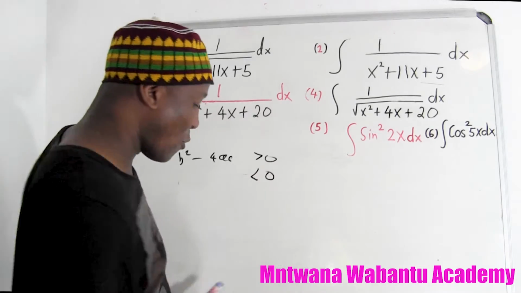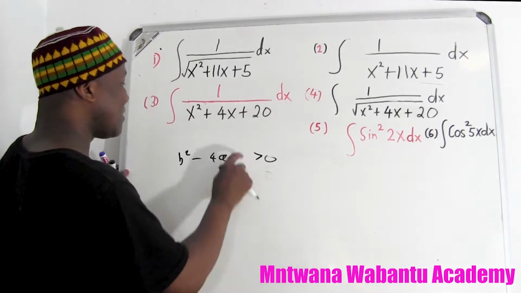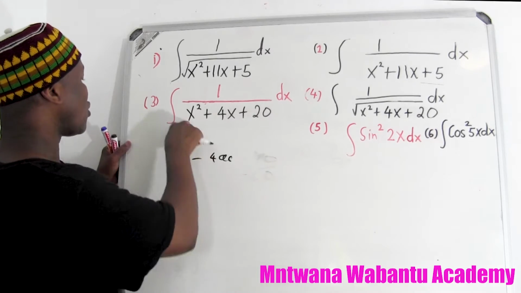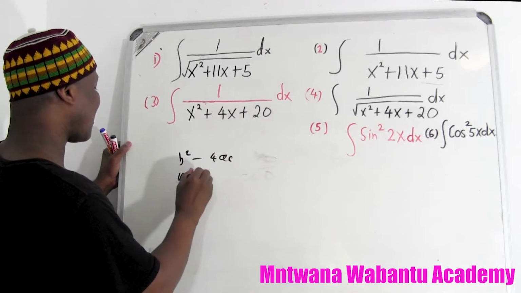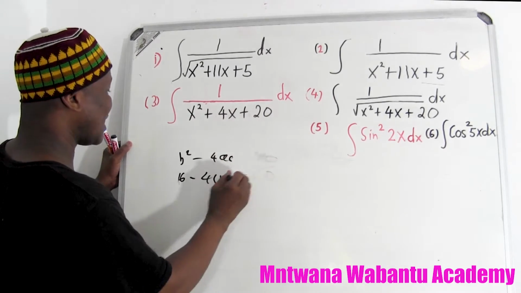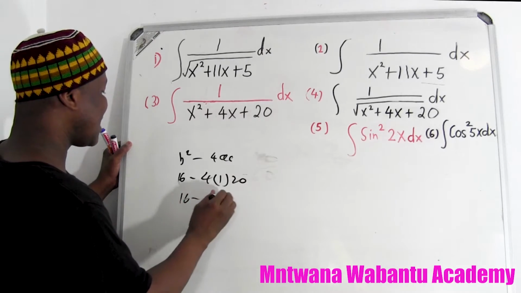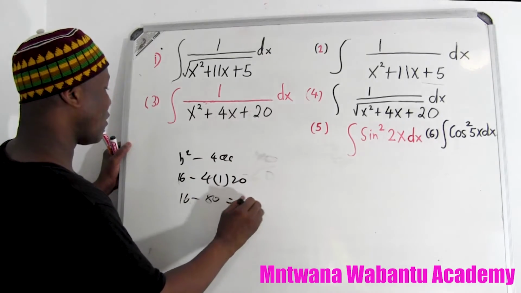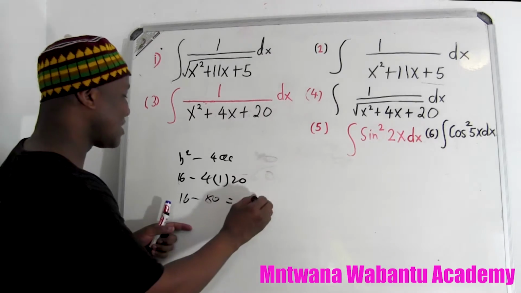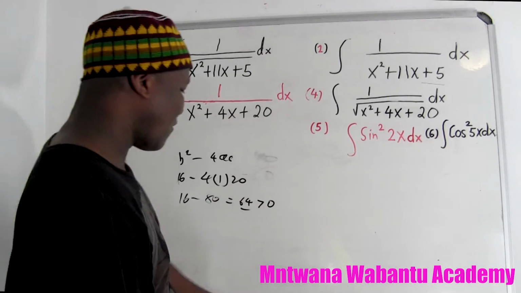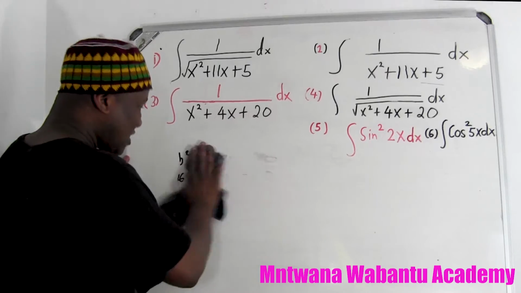What I need to do is completing the square. So I'm going to say, well, let me test if it's greater than 0 or less than 0. So what is b? b is 4, squared is 16, minus 4 times a equal to 1 times c equal to 20. So this is going to be 80. 16 minus 80 equal to minus 64. See? So yes, this is greater than 0. So for that case, yes, you can factorize because it's greater than 0. So it means you can factorize.